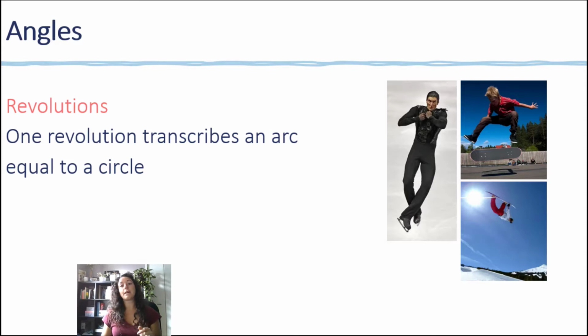The last unit of measurement for angular motion is revolutions. And quite simply, 1 revolution transcribes an arc that is equal to 1 circle. Revolutions are not as commonly used to describe angular motion because they're not really precise. But a couple examples would be a spin in figure skating. That's based on the number of complete turns, aka revolutions. Same with snowboard or skateboard tricks.